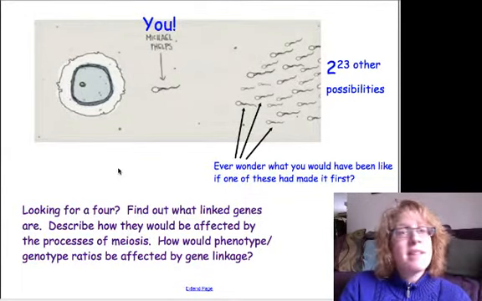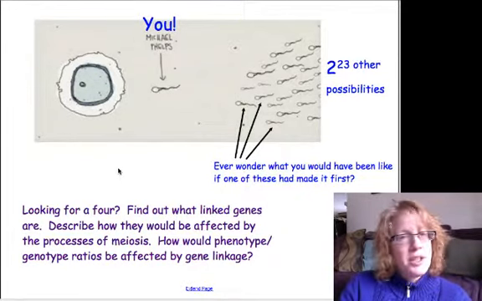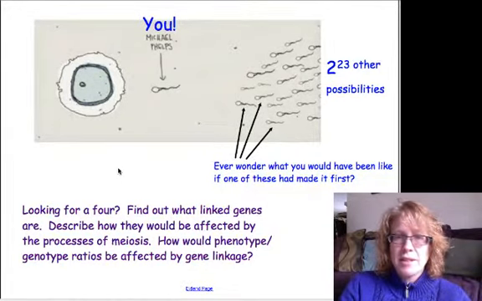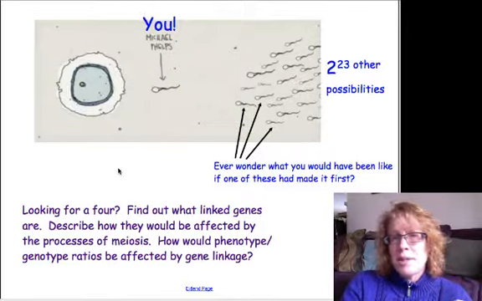Find out something about linked genes. It's something I didn't talk about in here, but it's definitely related to these ideas. And then how would linked genes be affected by the process of meiosis in terms of segregation, independent assortment, and the numbers of possible offspring? And then what would we see in terms of phenotype and genotype ratios? So there you go.